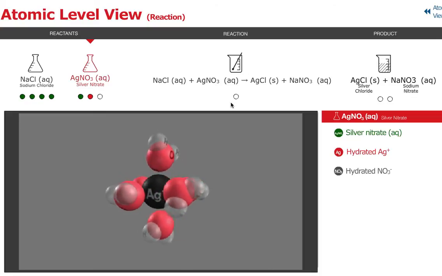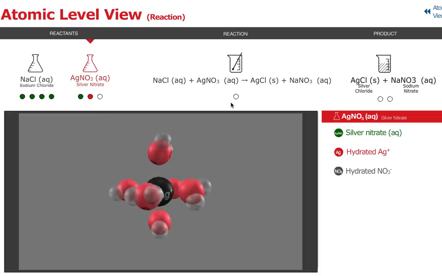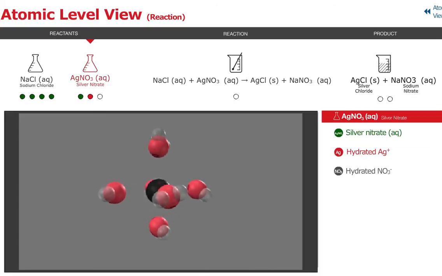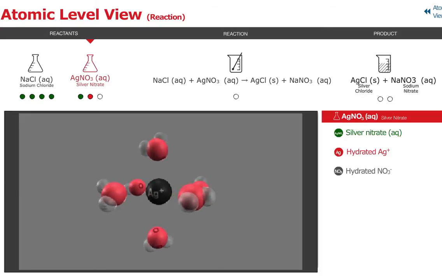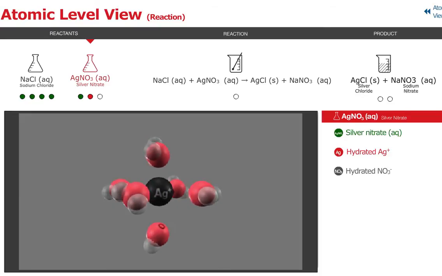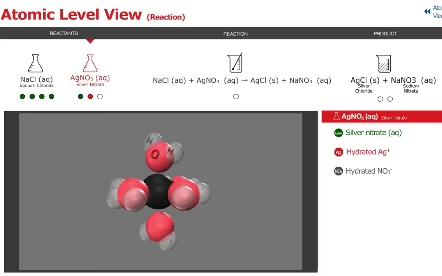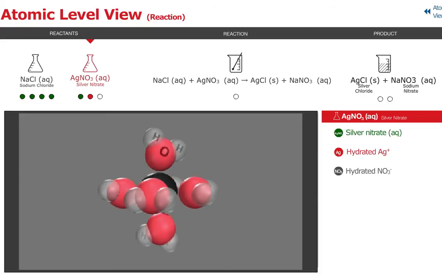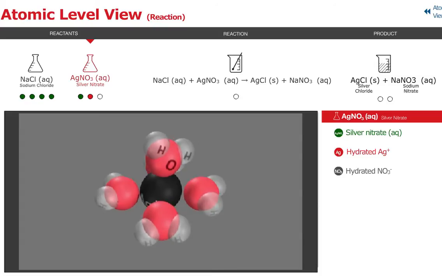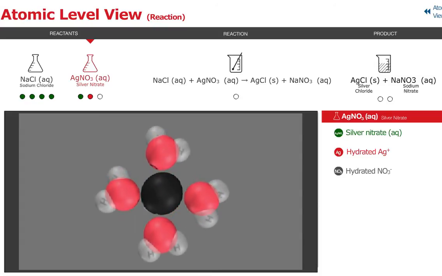The positively charged silver ion is surrounded by water molecules in 3 dimensions. Since water molecules are polar, the partially negative end is attracted to the cation. In our animations, we'll be showing a 2-dimensional representation of the solvated ions to better see the ions.